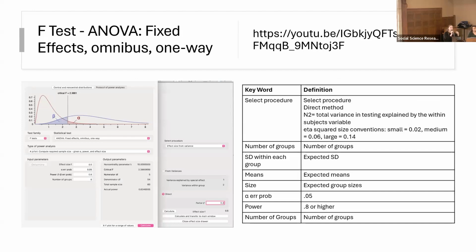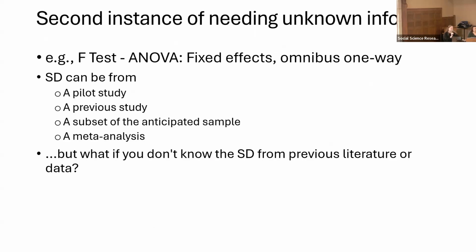So here's one for ANOVA with fixed effects, specifically a one-way ANOVA. And already this is our second instance of needing information that very well could be unknown given what specific study you're doing. So this one is requesting standard deviation. Again, this can come from something like a pilot study, a previous study, a subset of your anticipated sample if you're not doing a standard pre-registration. Maybe there's not a meta-analysis on this that is available based on these specific variables. So what do we do in this case? Again, this is just going to be an instance of using conventions.